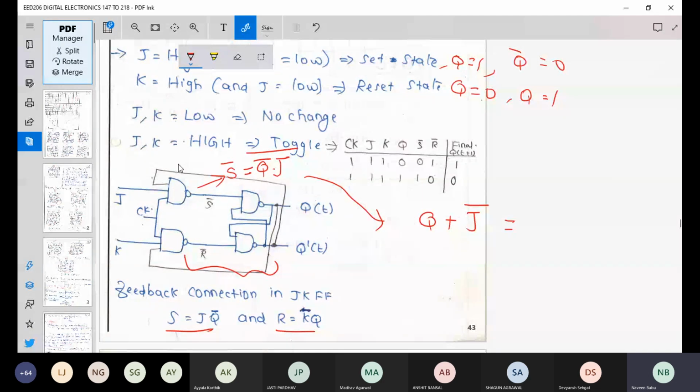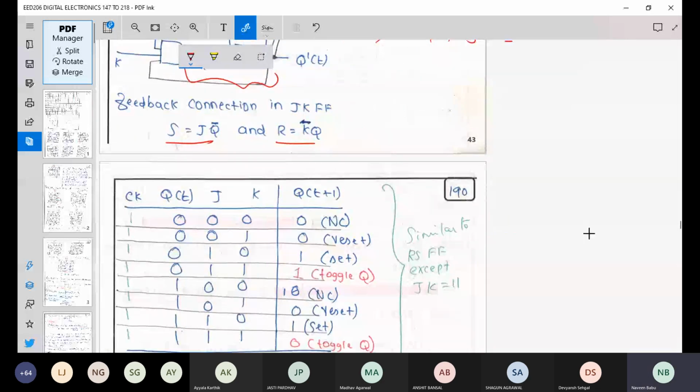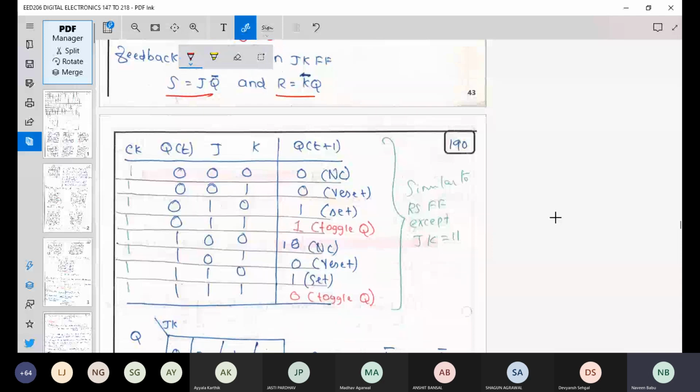I am not writing a characteristic table, I am writing a state table. So when your J and K are 0 and your present state is Q, there will be no change, because J and K is equivalent to S and R. And when J and K are 0 here, and if your present state is 1, there will be no change. Here also it will be 1, no change.